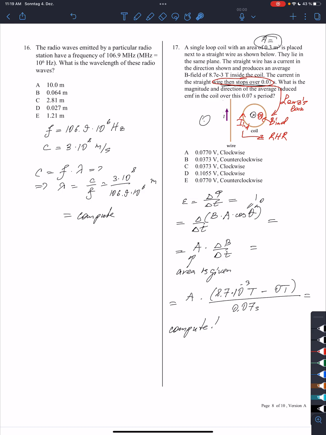Okay, so here we have radio waves transmitted by a particular radio station with a given frequency. What is the wavelength of these radio waves? Well, we assume propagation in air, or the same in vacuum, right?